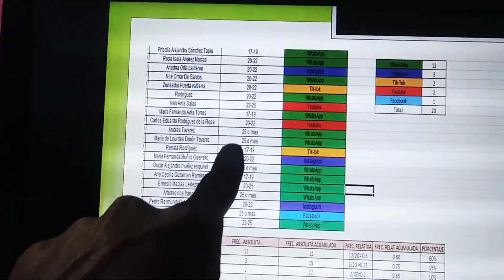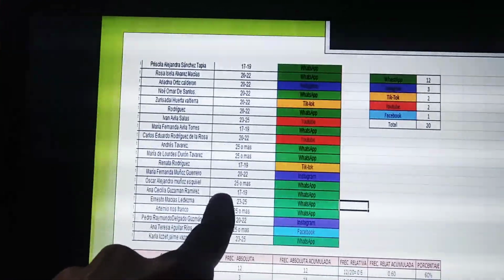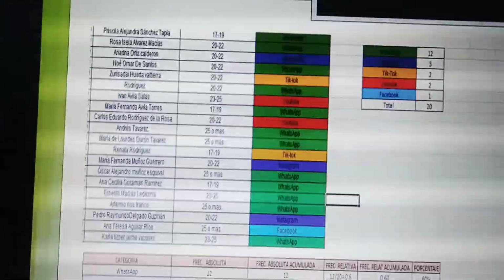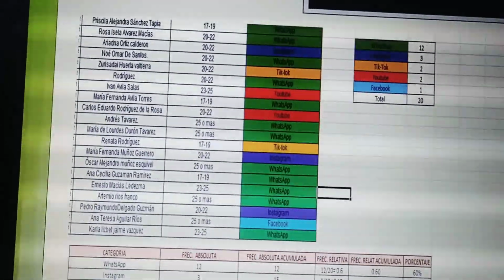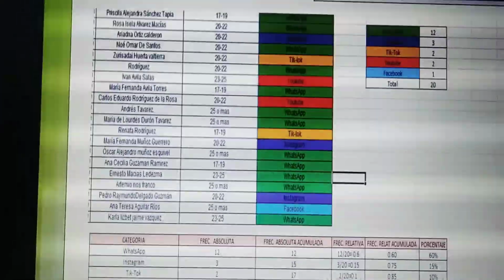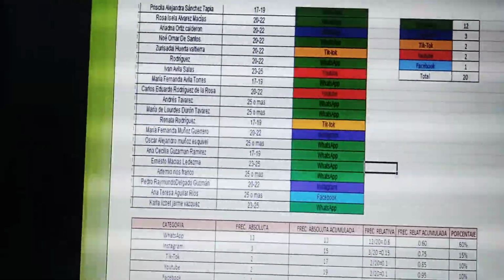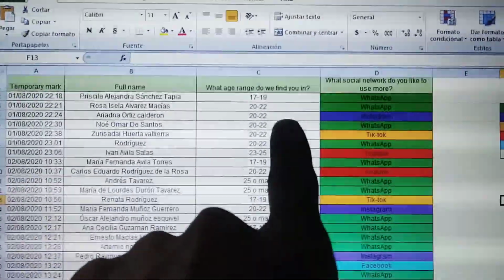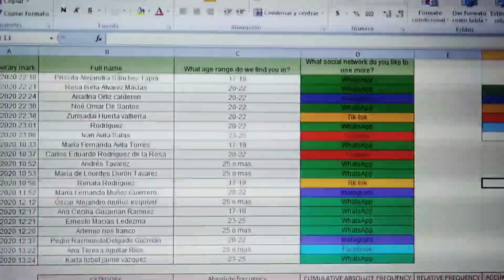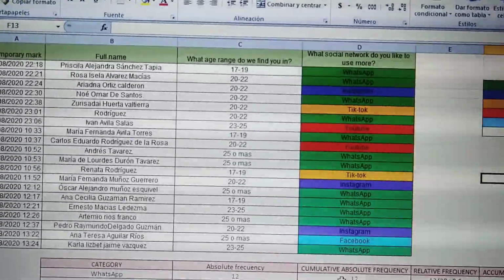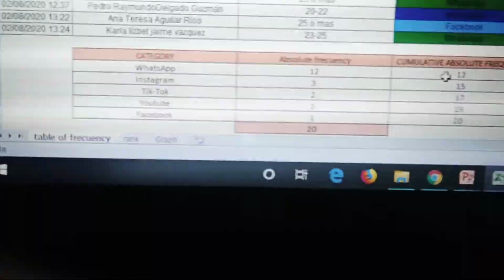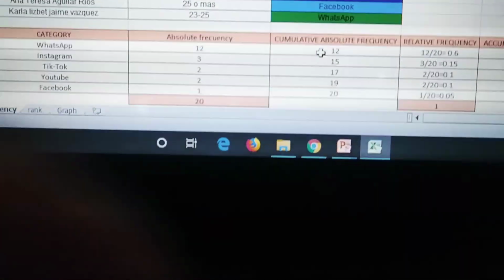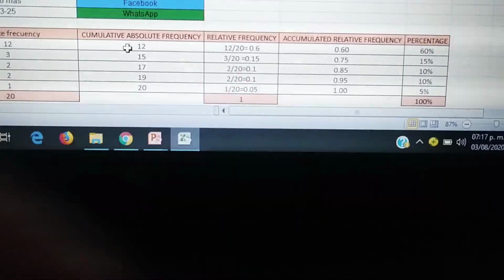These are the data of a survey made to 20 people about which app you use more. This is a frequency table. For example, in this part is the full name. This question is what age range do you fit in? What social network do you like to use more? Here is the category. This is the absolute frequency, accumulated frequency, relative frequency, and percentage.